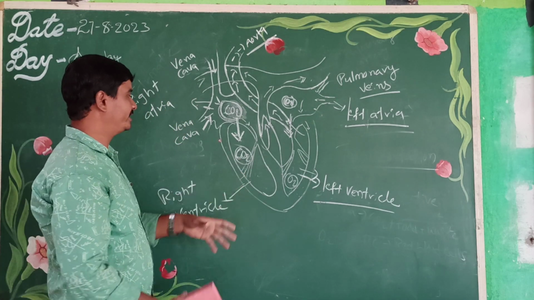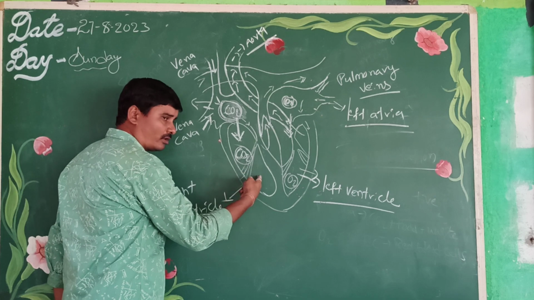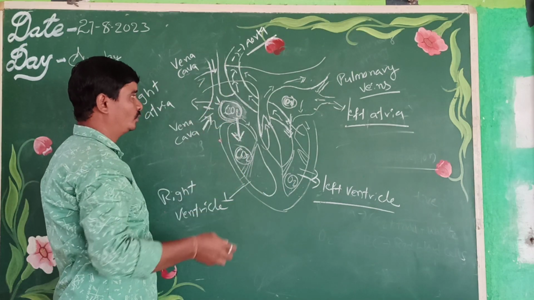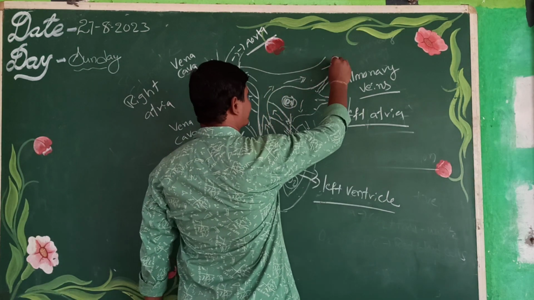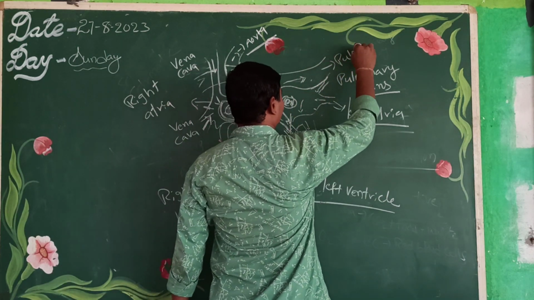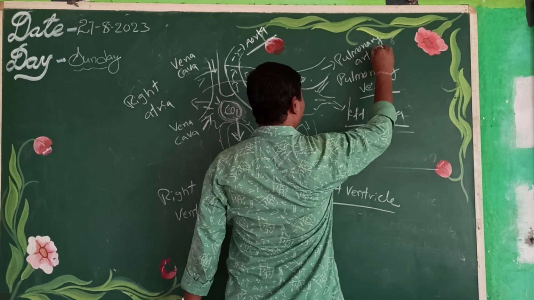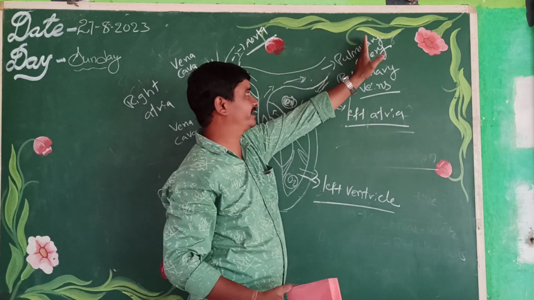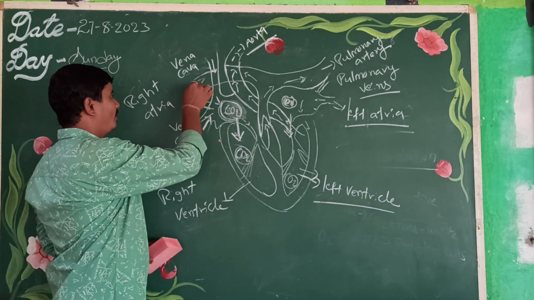That's why, children, here we see carbon dioxide blood, which means deoxygenated blood, is now transported to the lungs through the pulmonary arteries. See, this is the pulmonary artery. Here on the left side is the left pulmonary artery, and here on the right side is the right pulmonary artery.